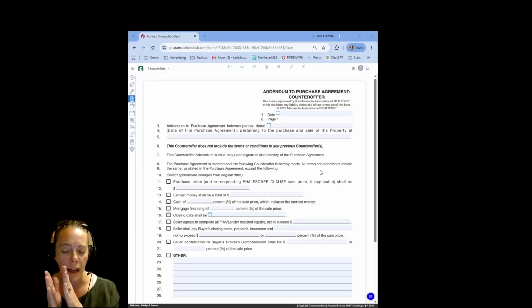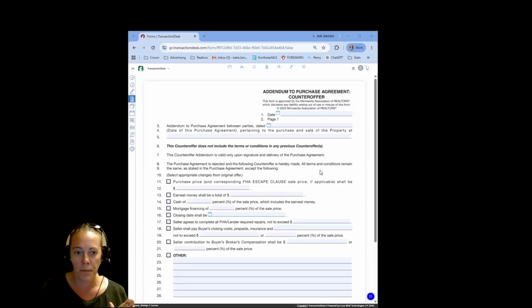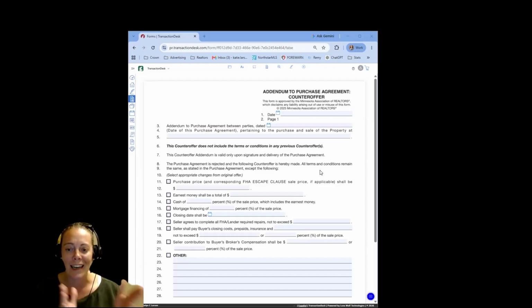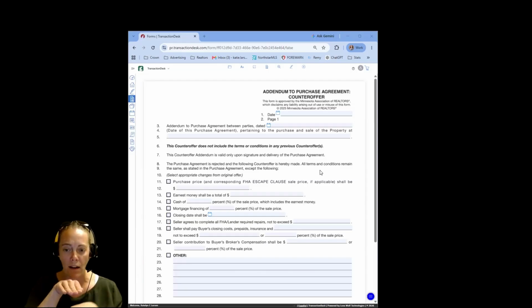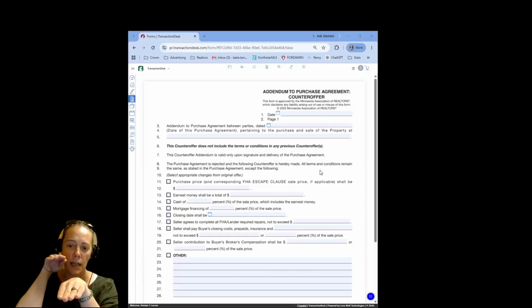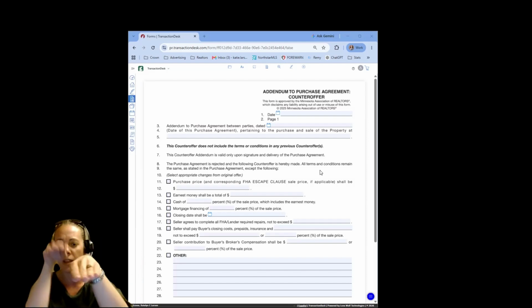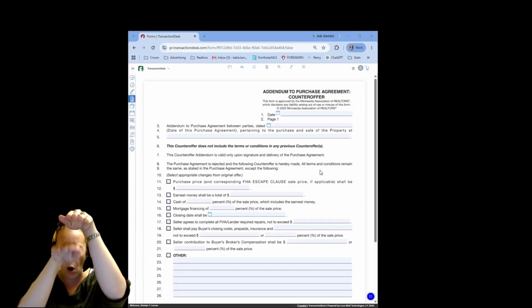So before, and I'm only telling you this in case you run across older agents who don't remember that this has changed. In the before time, we would only send a counter for the things we were changing, and the counters would stack on top of each other. One would change the closing date, the next one would change the purchase price, the next one would change the financing, the next one, the next one, the next one. But they would all be part of the contract.